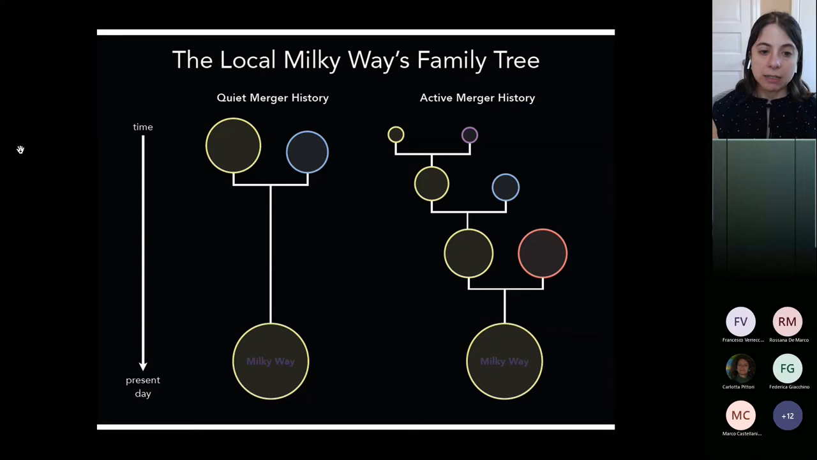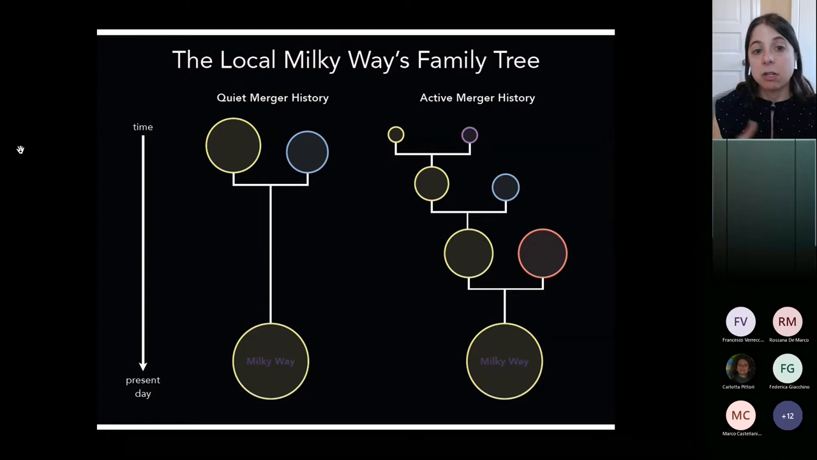There's a variety of possibilities for how this can happen. For example, on the left here is a scenario where the history of how the Milky Way evolved would be pretty quiet. So early on, you might have two smaller galaxies that merged together and then just kind of sat there in isolation for a long time until you get the galaxy, our Milky Way today.